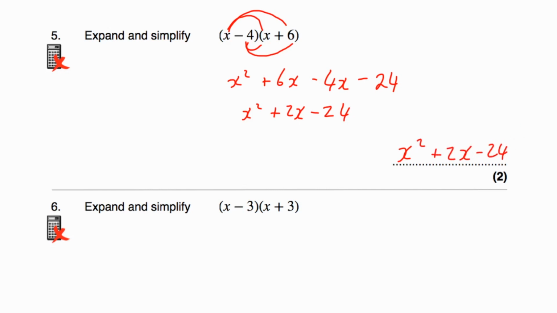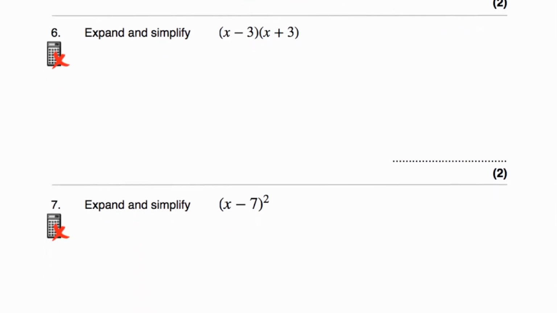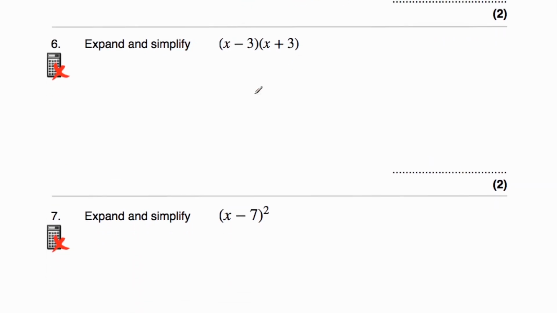Okay, let's have a look at our next question, question number 6. We've been asked to expand and simplify (x minus 3)(x plus 3). So let's multiply our brackets together. x times x is x squared. x times 3, well, that would be plus 3x. Then we've got minus 3 times x, so that'll be minus 3x. And then minus 3 times 3, well, a minus times a positive is a negative, and 3 times 3 is 9. So minus 3 times 3 is minus 9.